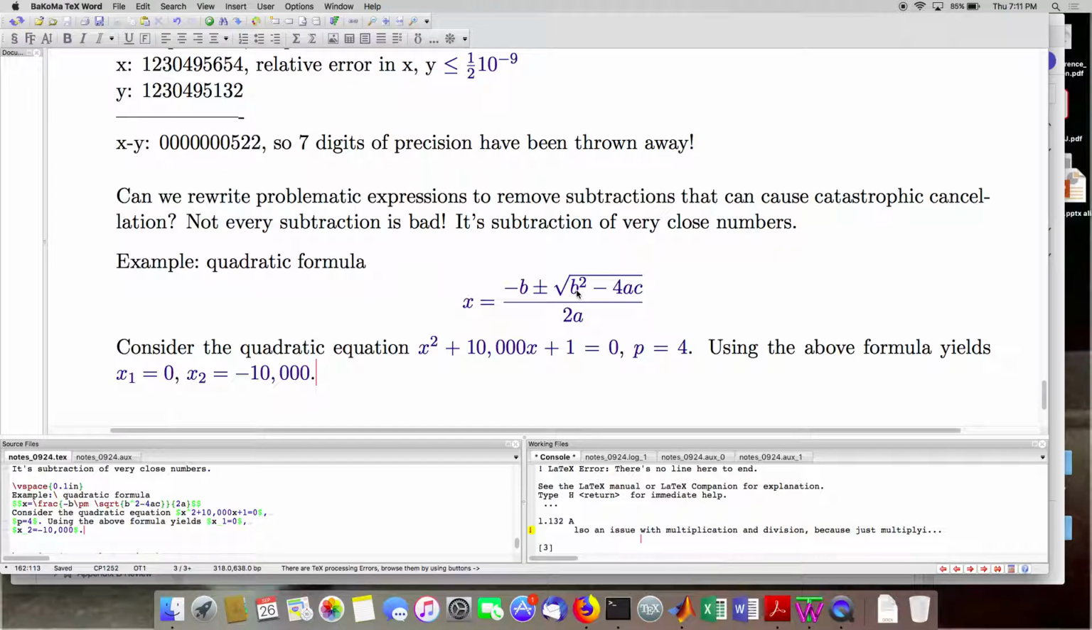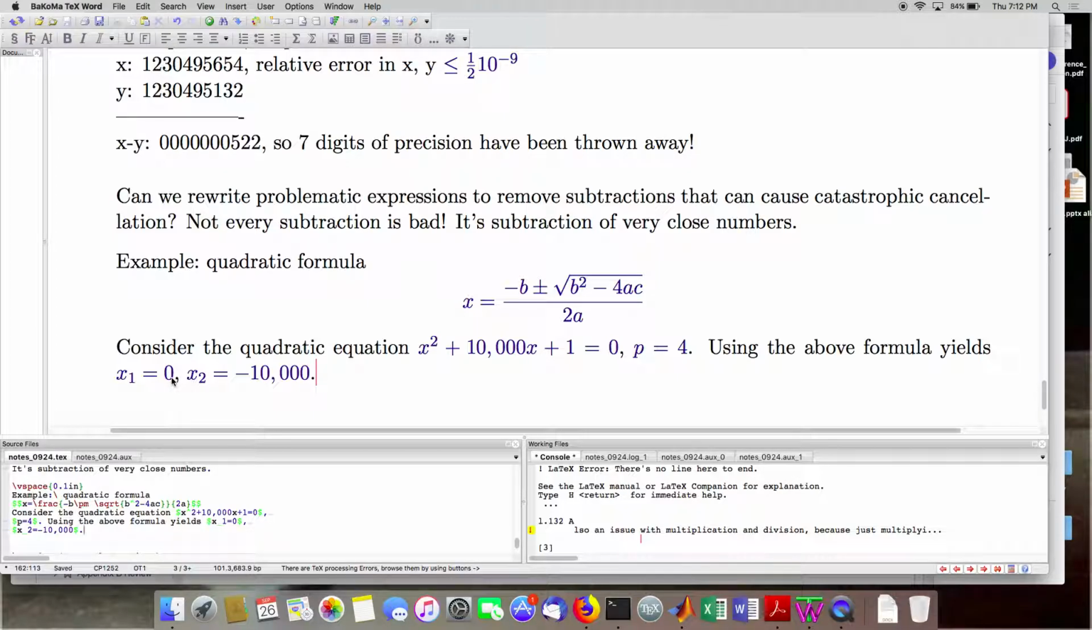Now, I'm assuming that the range of exponents is enough to accommodate taking 10,000 and squaring it. But what happens is we have this number being so large, so the square root of b squared minus 4ac turns out to be simply 10,000. Just because the minus 4ac is so insignificant compared to 10 to the 8th, it's just not even included in the result. So then we have a problem here. We have minus 10,000 plus or minus 10,000. So you can see why one of the roots turns out to be 0.